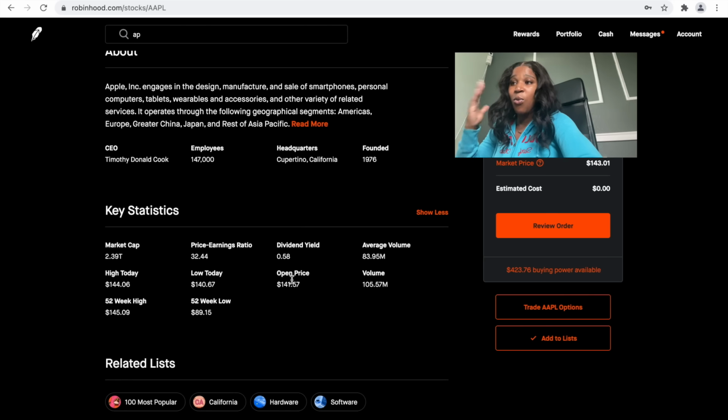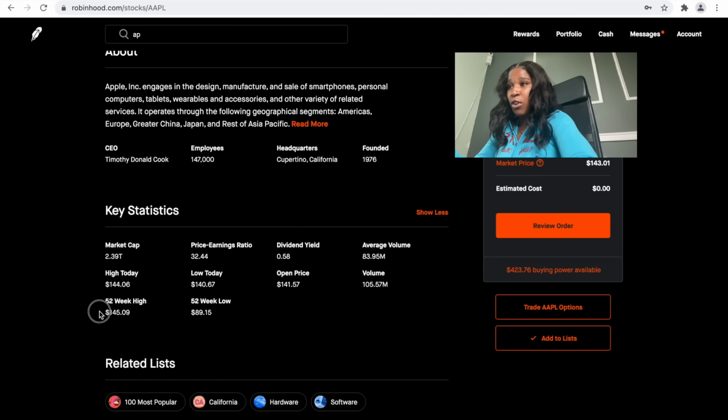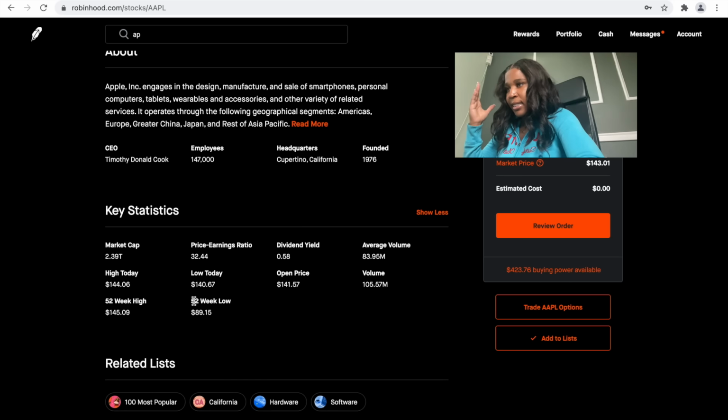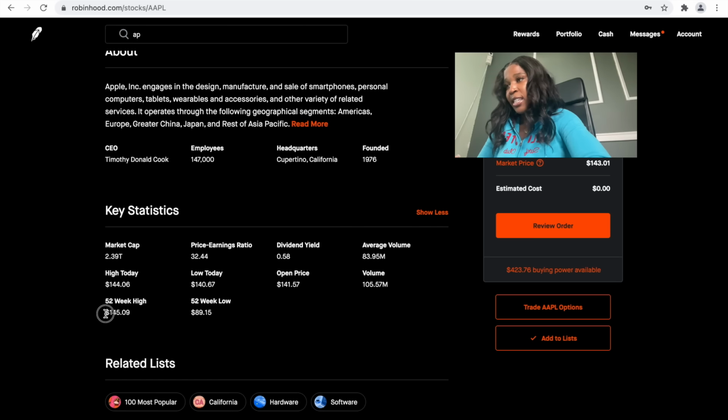Open price means when the market opens, what did Apple open at? 141.57. And its 52-week high is the highest it's been in the past 52 weeks, or a year, which is 145.09. So it's pushing close to its 52-week high. As you can see, the highest it's been is 145.09, so it's pushing upon that.